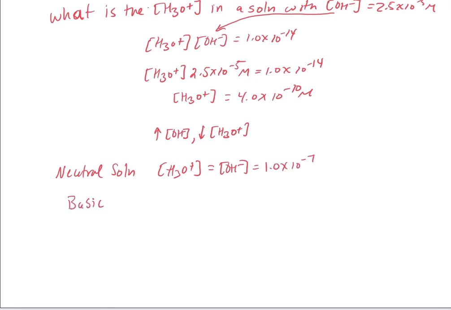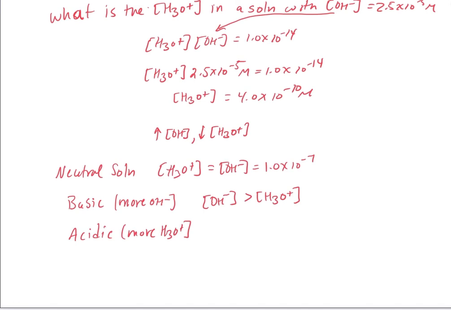So in basic solution, which is what we have above, we have a predominance of base. And so we get a condition where we have a concentration of OH- more than we would have in neutral solution. So in this case, the concentration of OH- would become larger than the concentration of H3O+. Our balance gets knocked off, and now we have more base than we have acid. And in the case of an acidic solution, we have more H3O+. And so this would be the case where our H3O+ concentration becomes greater than our OH- concentration.